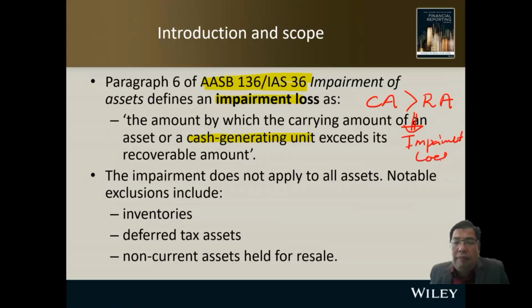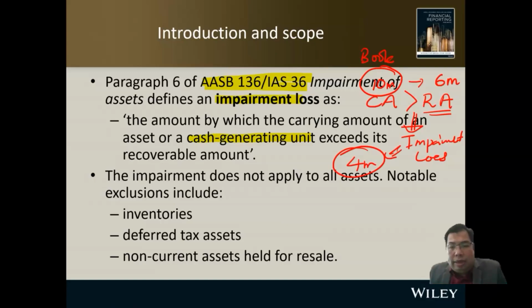For example, your carrying amount is 10 million. This is based on your book, your record. For example, maybe the PPE, 100 million minus 90 million, so the carrying amount is 10 million. But the recoverable amount is only maybe 6 million. So in that case, your carrying amount is greater than the recoverable amount, so you have an impairment loss of 4 million. I'm going to show you some examples on how we're going to calculate the impairment loss for the assets.